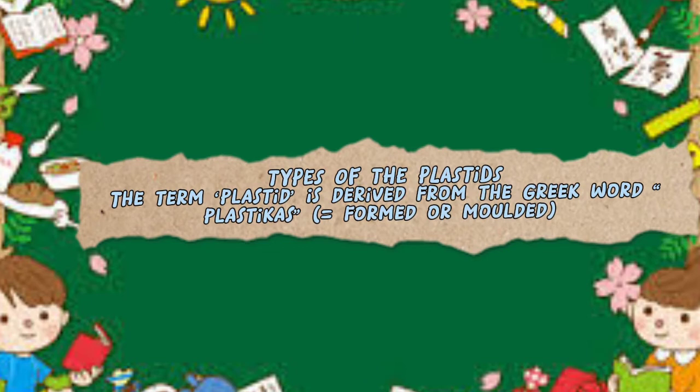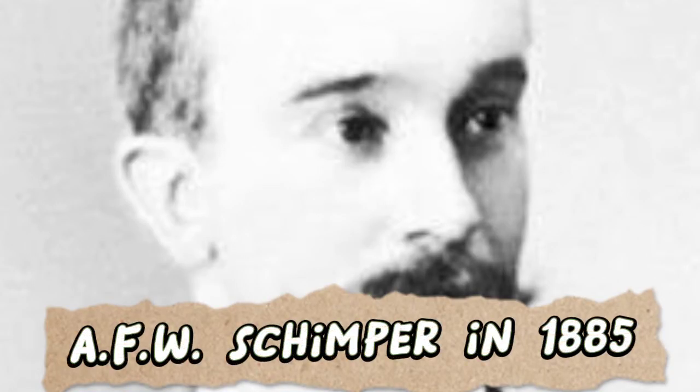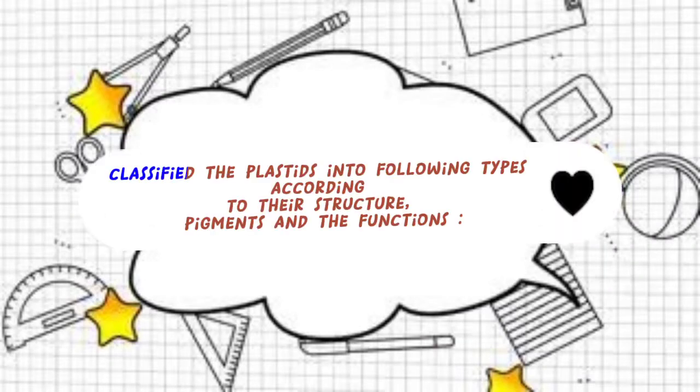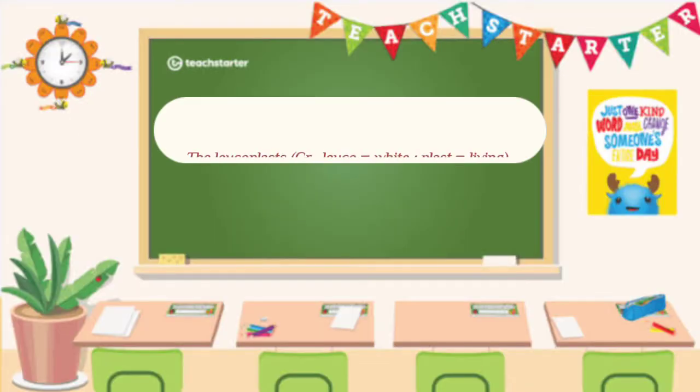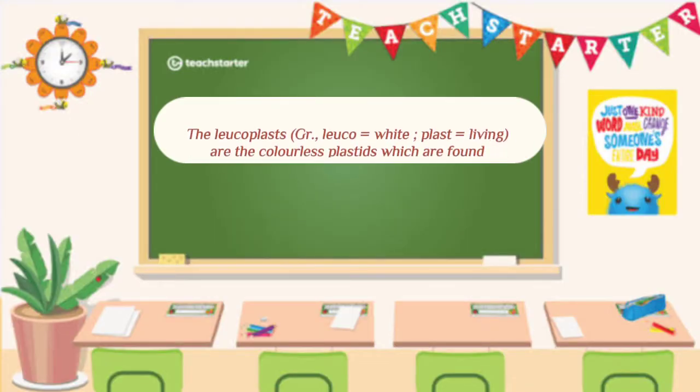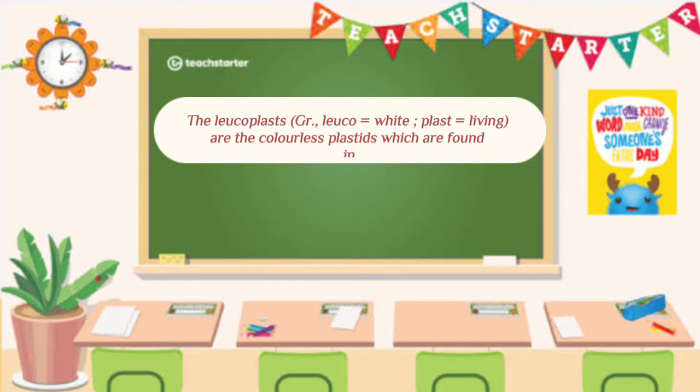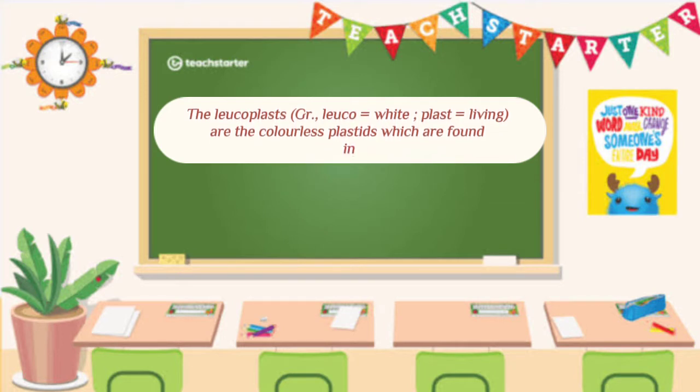Types of plastids. The term plastid is derived from the Greek word plastikos, meaning formed or molded. A. F. W. Schimper in 1885 classified the plastids into the following types according to their structures, pigments, and functions. Number 1. Leucoplast. Leucoplast is described in two words, leuco and plast. Leuco means white, plast means living. They are the colorless plastids which are found in cells.